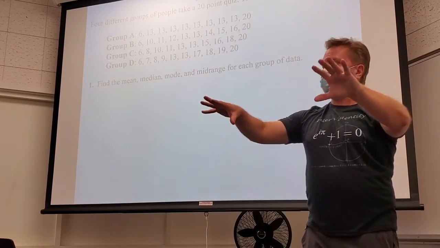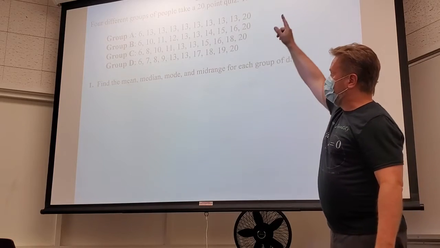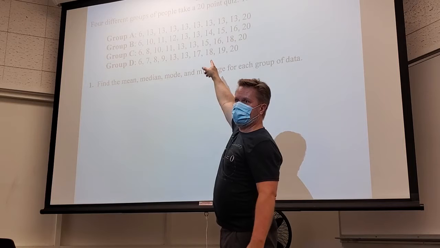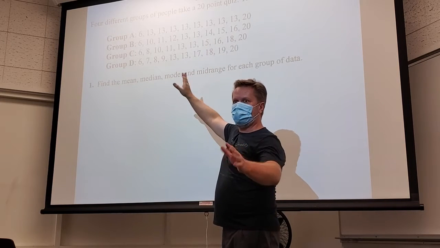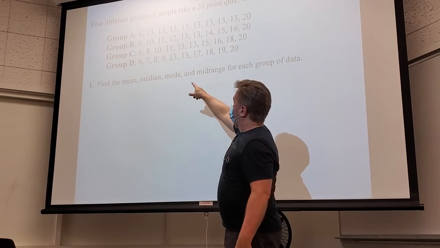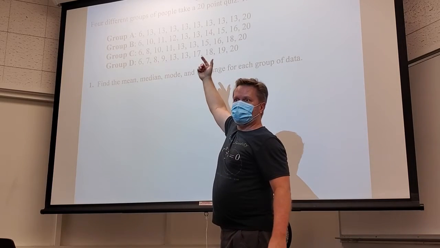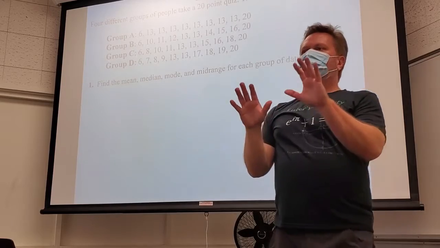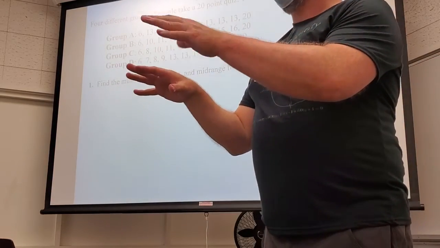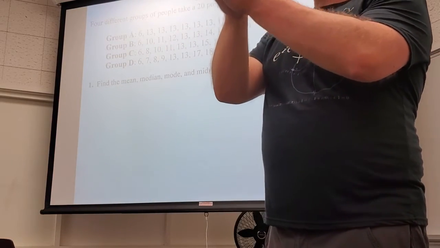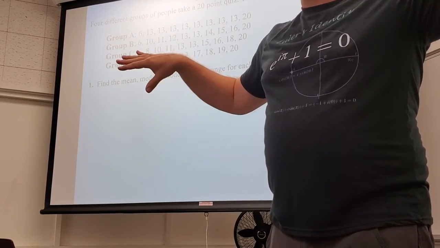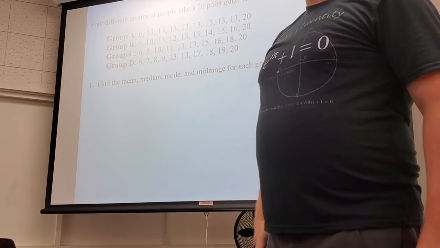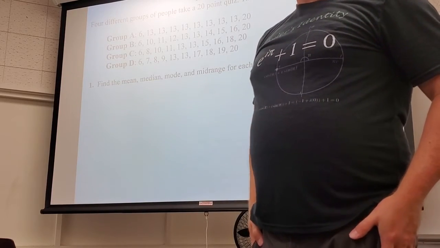So when you do the means, they're all 13. When you do the medians, they're all 13. You can see that 13 is in the middle of every one of them. When you do the modes, they're all 13, and the mid-ranges are all 13. So the point I'm making with that exercise is that just knowing the center doesn't differentiate data sets. Would you say those four data sets are the same? No.